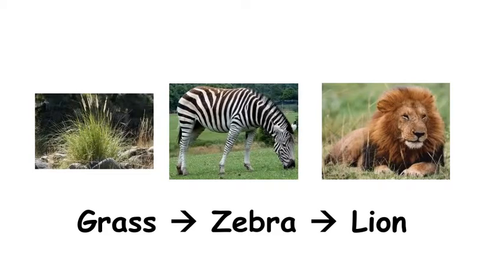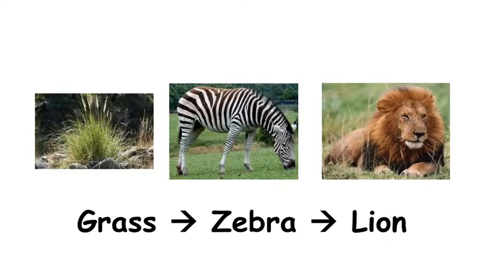This is the revision video for B2 Feeding Relationships. What do food chains show us? A food chain shows us what organisms eat. It shows the flow of food and energy from one organism to the next. The arrows show the direction of flow of energy from one organism to the next.